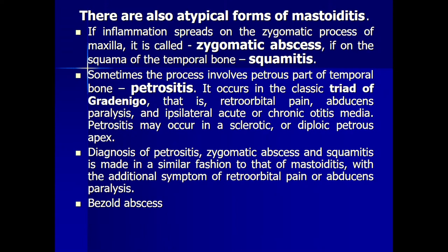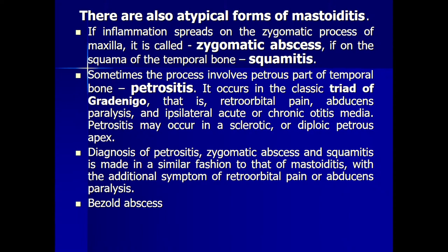But sometimes there may be some atypical forms of mastoiditis, which are difficult for early diagnostic, and we should know about them. If inflammation spreads to the zygomatic process of the maxilla, it is called zygomatic abscess, or if to the squama of the temporal bone, squamitis. And on examination, you may reveal changes in this area of the temporal bone, edema, hyperemia of these areas, and sometimes fluctuation in this area.